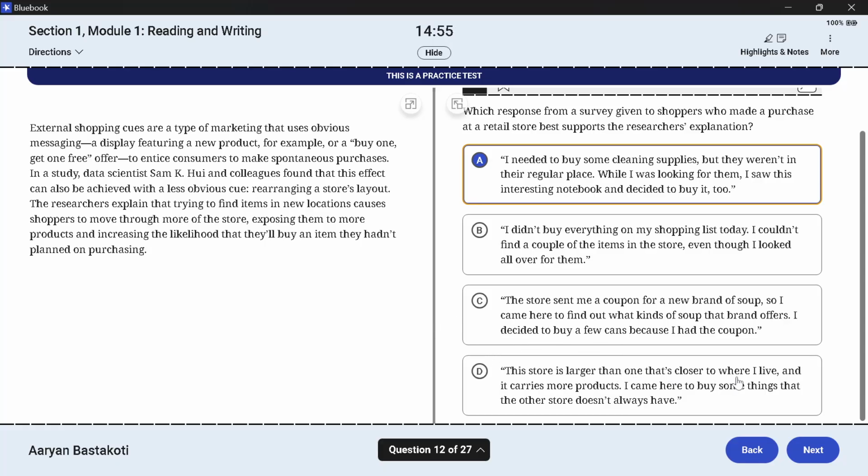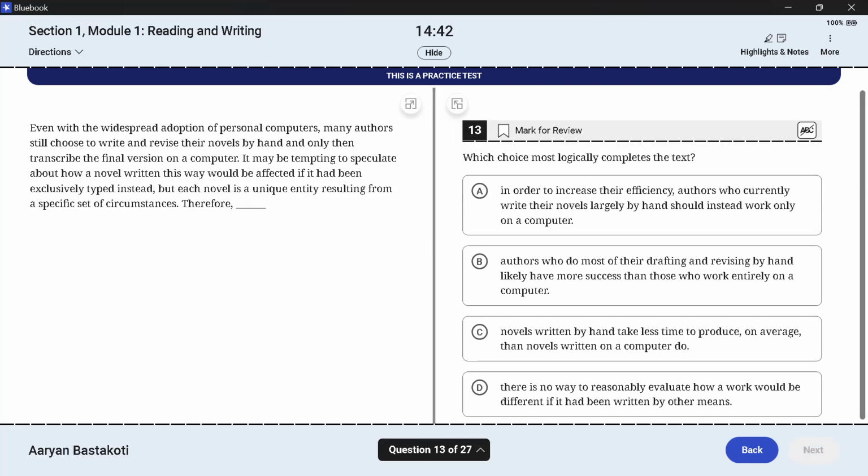And this store is larger than the one that's closer to where I live, and it carries more products. I came here to buy some things that the other store doesn't always have. It does not say anything about how showing more products makes you buy that product. So this is the right answer. Next, a most logically inference question.